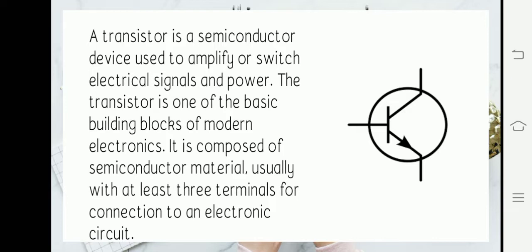Emitter. This segment is on the left side of the transistor. It is moderately sized and heavily doped. Base. This segment is at the center of the transistor. It is thin and lightly doped. Collector. This segment is on the right side of the transistor. It is larger than the emitter and it is moderately doped.